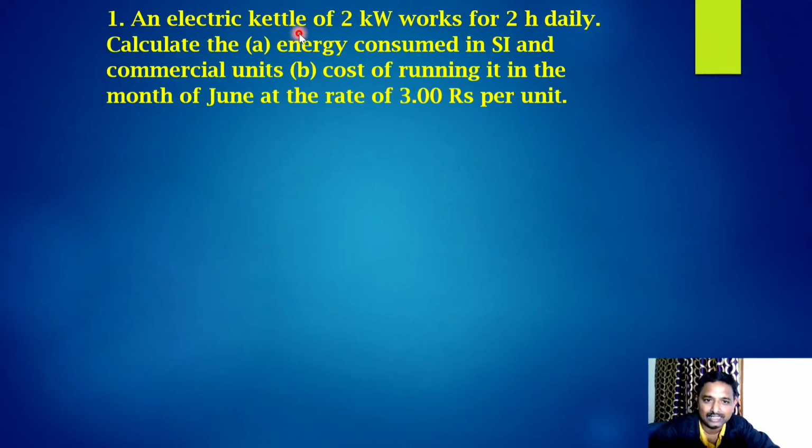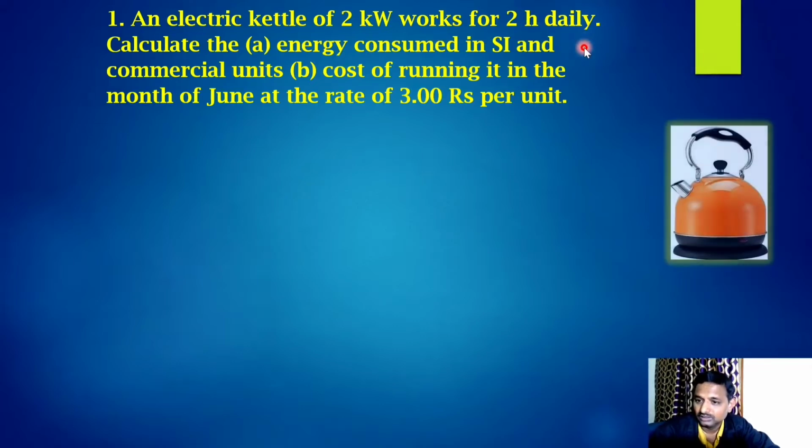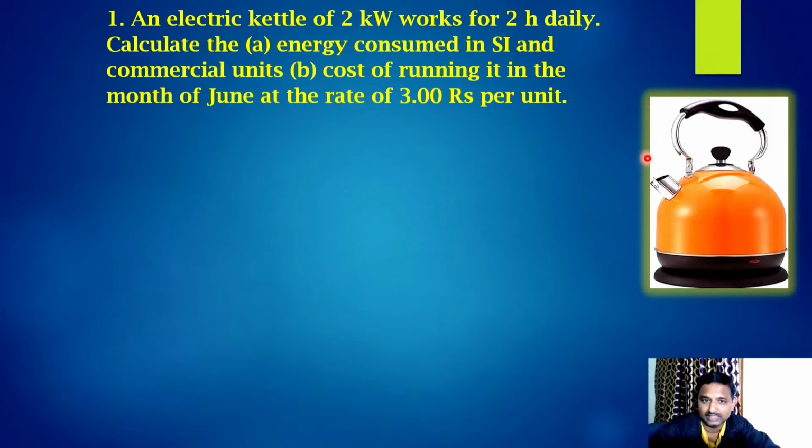An electric kettle of 2 kilowatt works for 2 hours daily. So here we have an electric kettle whose power is 2 kilowatt. It works 2 hours daily. Calculate A. Energy consumed in SI and commercial units. B. Cost of running it in the month of June at the rate of 3 rupees per unit.